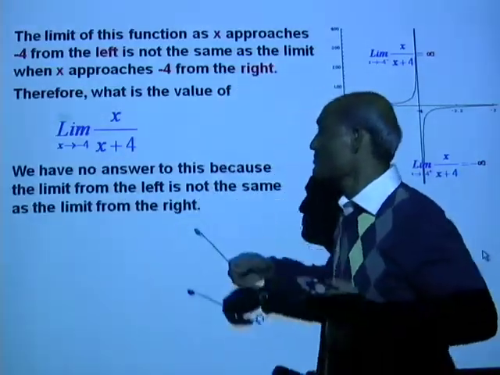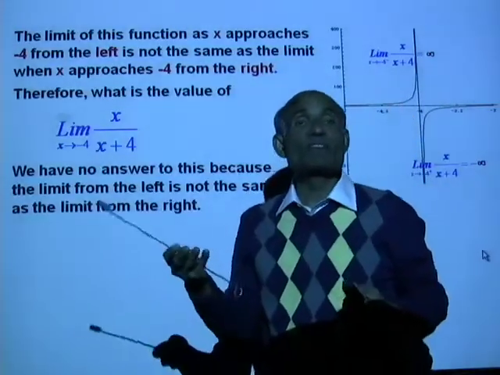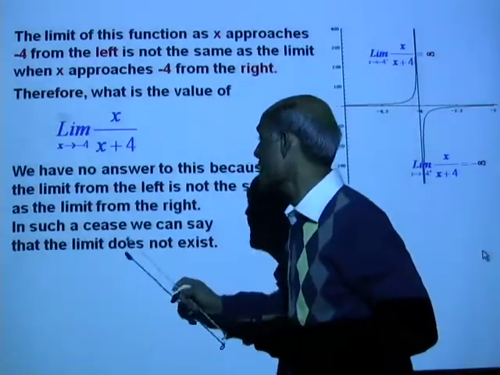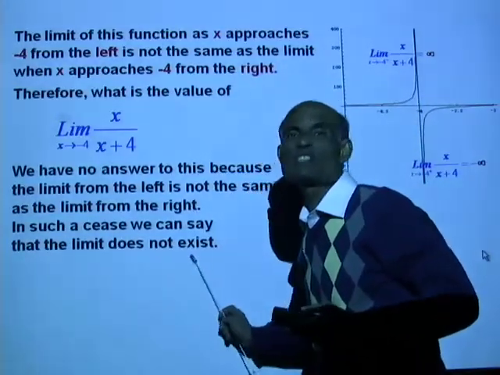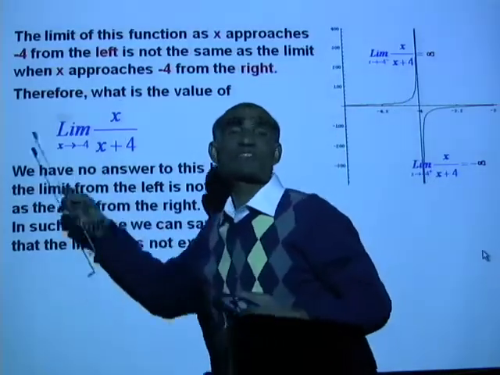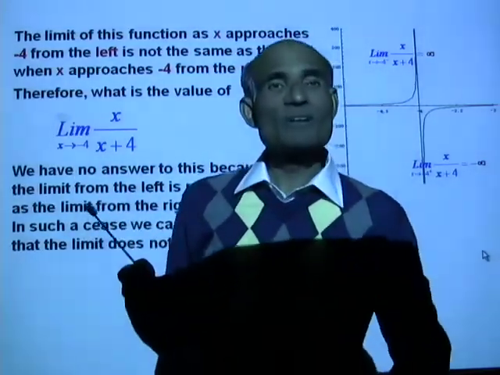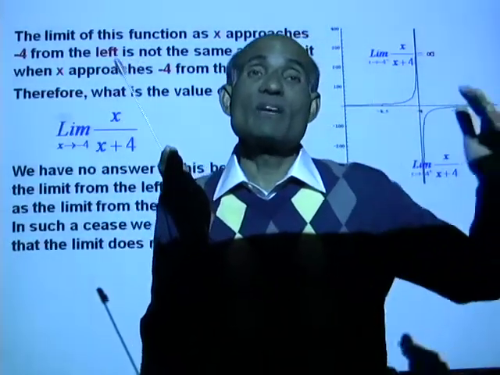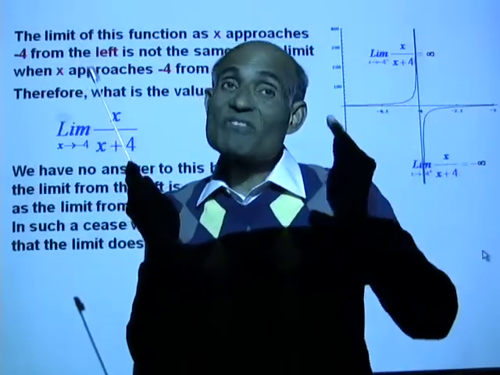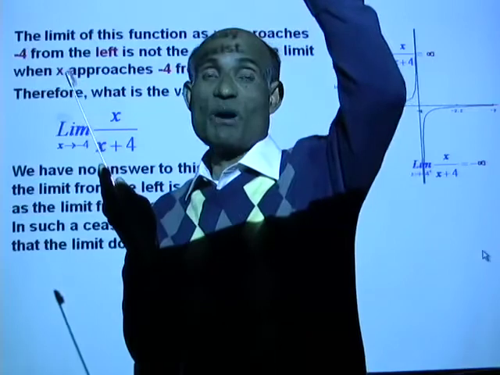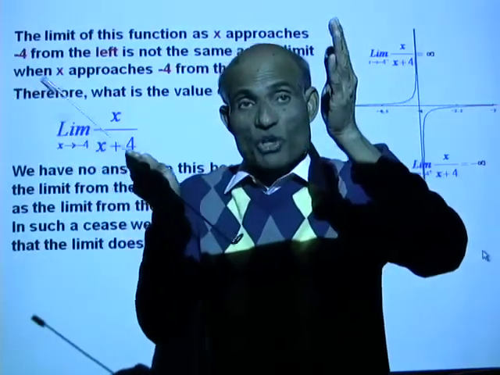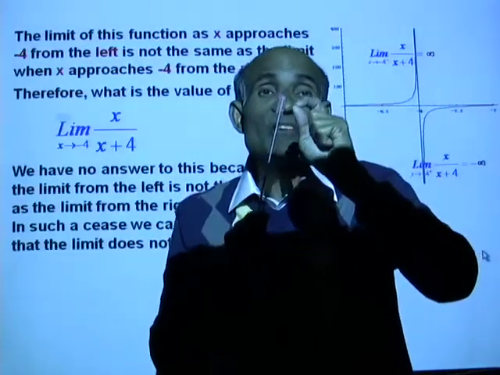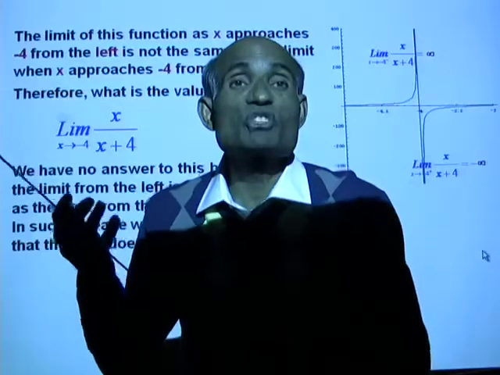So we have no answer to this because the limit from the left is not the same as the limit from the right. And we say in such a case that the limit does not exist. Why doesn't it exist? Because the limit from the left is not the same as the limit from the right. As x gets closer and closer to the c value from the left, the function goes to positive infinity. And as it gets closer and closer to the c value from the right, it goes to negative infinity. That means at that c value, the limiting value does not exist.